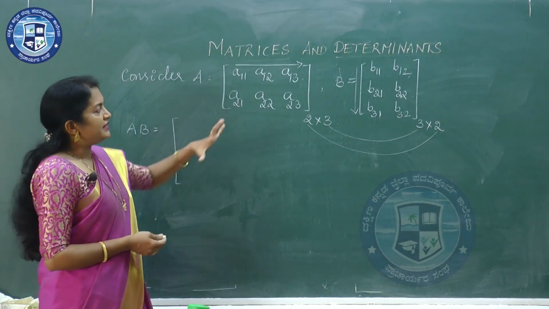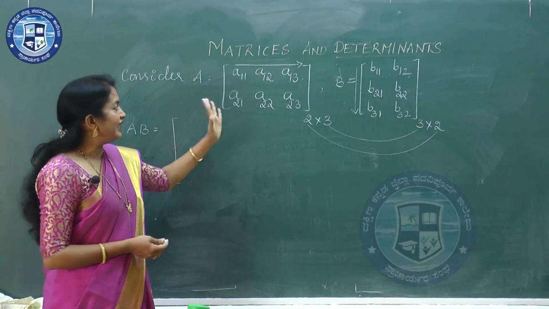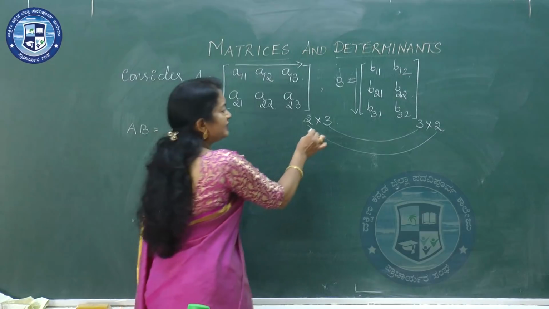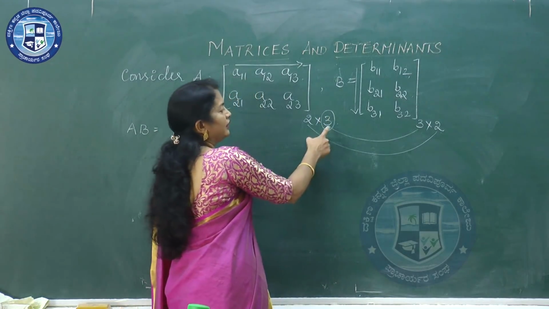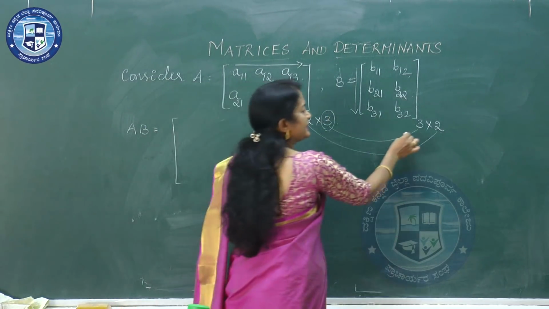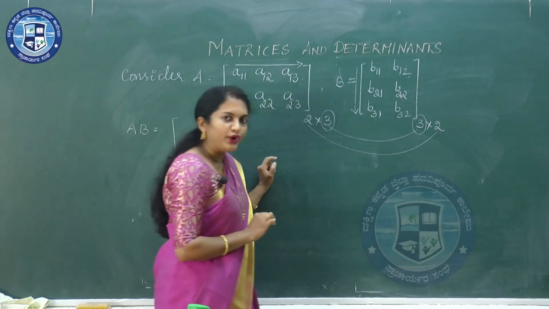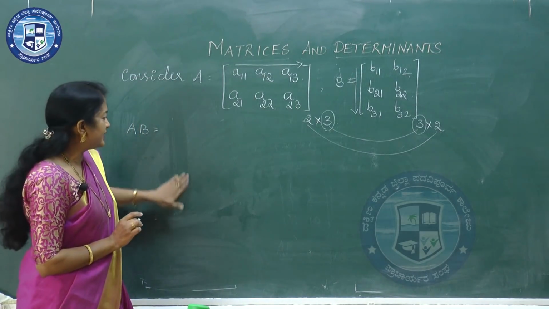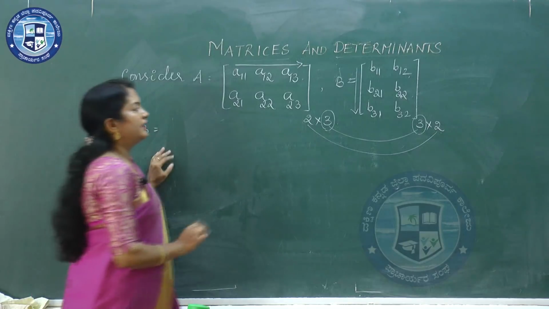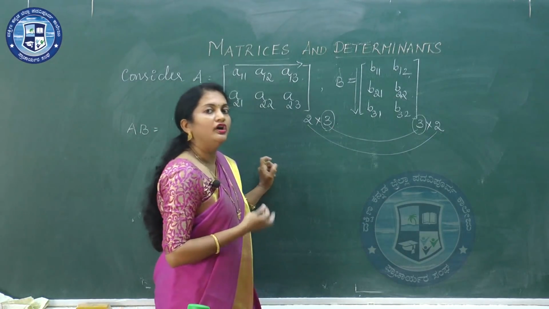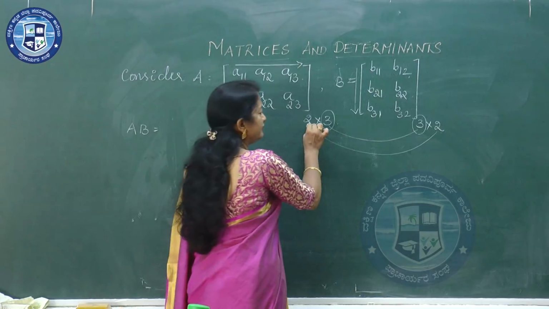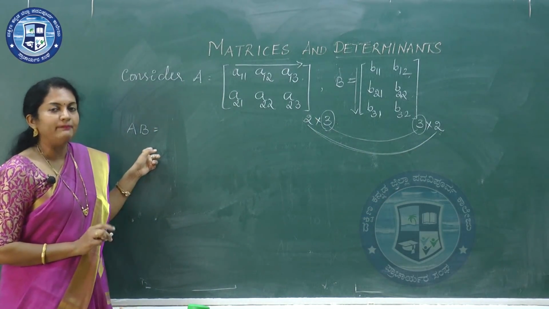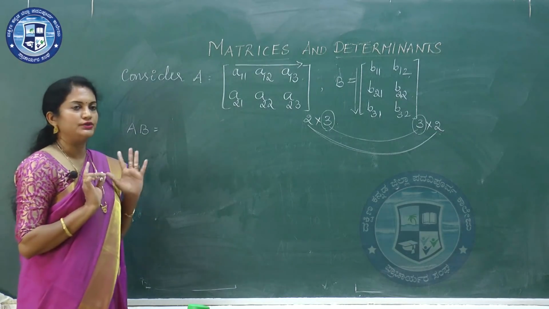Now, is the matrix product AB possible? We just see. Here the number of columns of the first matrix is equal to the number of rows of the second matrix. Hence, the product AB does exist. Now, what would be the order of the product AB? That will be 2 by 2. So, the product AB will be a matrix of order 2 by 2.